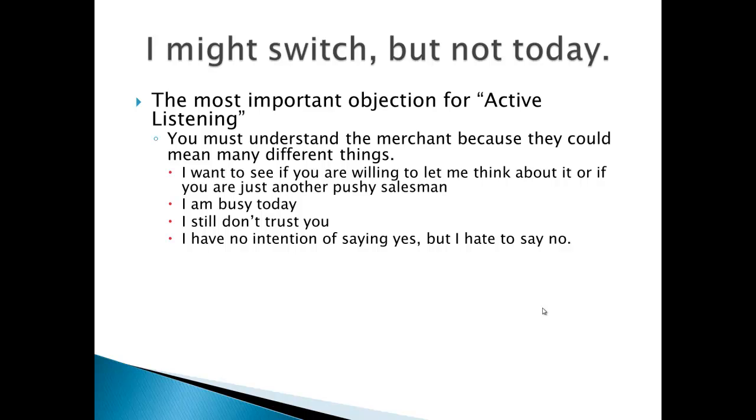Next, I'm busy today. They could be saying, not today, I'm busy. I still don't trust you. They could be saying that. I have no intention of saying yes, but I hate to say no. Now, this is an important one because if that's what they're trying to say, then you want to be able to get out of there and stop wasting your time. But they might not be saying that. They might be saying something else. So how do we decide what they're saying? We use active listening, okay?